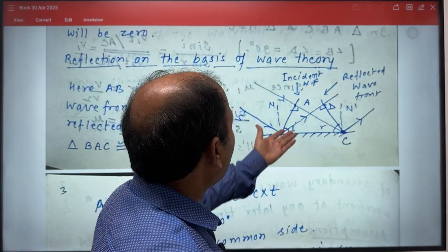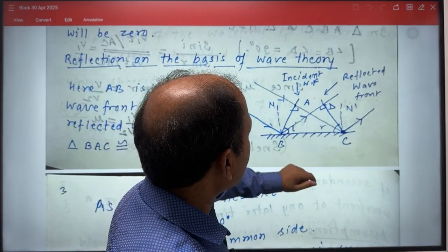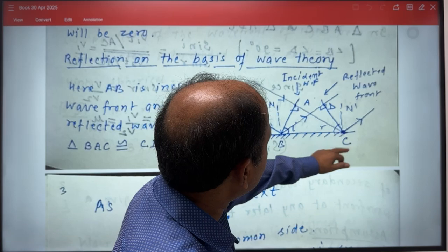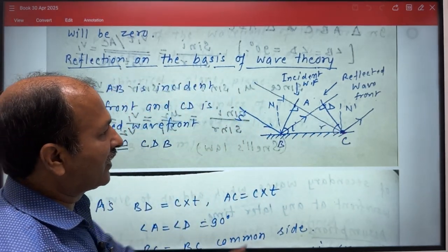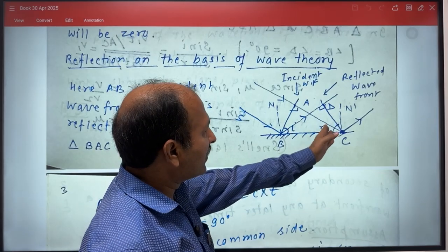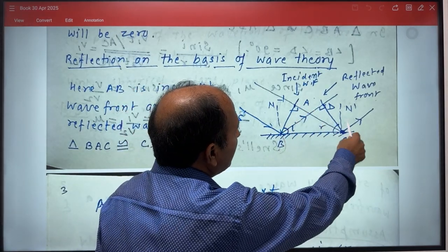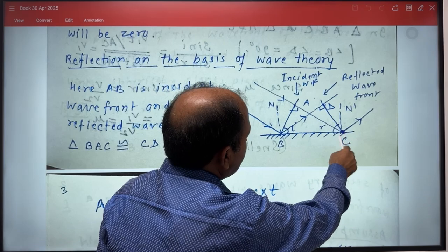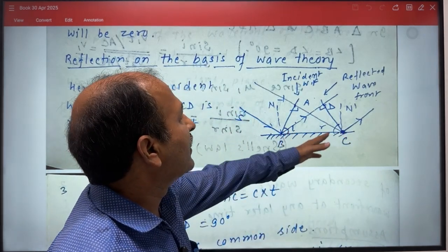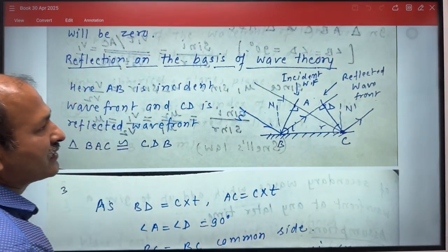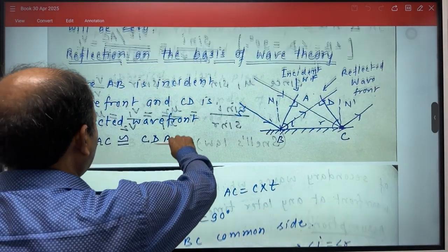So from RHS congruence conditions, you can say that these two triangles, triangle ABC and triangle BDC, will be congruent, and if they are congruent, then this angle equal to this angle, angle ABC and angle DCB will be equal, that is, I equal to R. So angle of incidence equal to angle of reflection. So this is how it is proved.